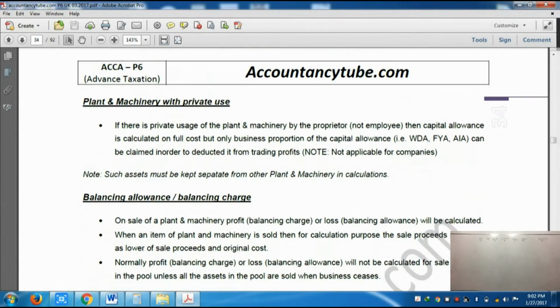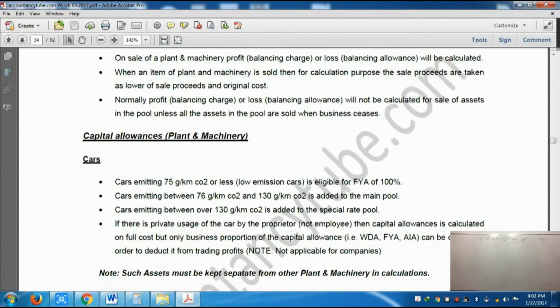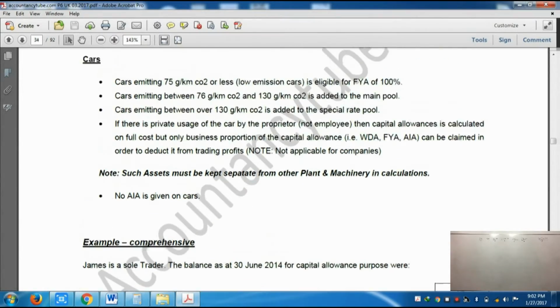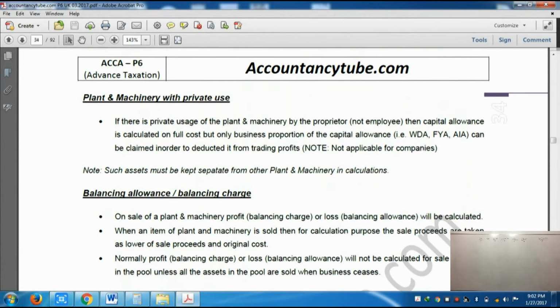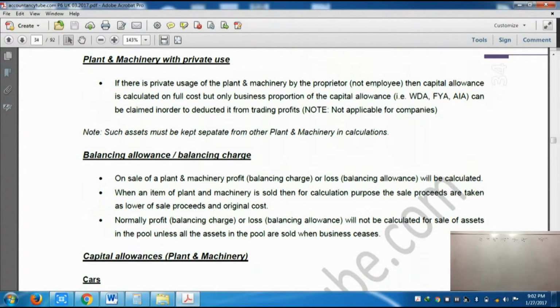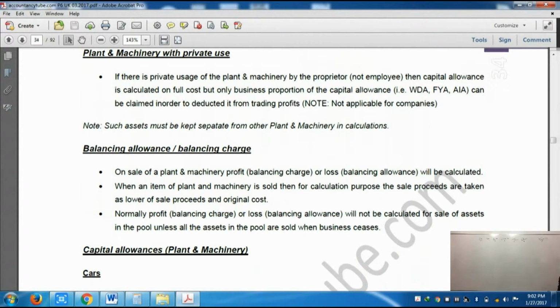So that was part of integral feature, and these will go into the special rate pool. Now, if you come to page 34, please, where it says plant and machinery with private use. Some of the assets might be used in the business as well as privately. If any asset is used privately, there are two kinds of private use.